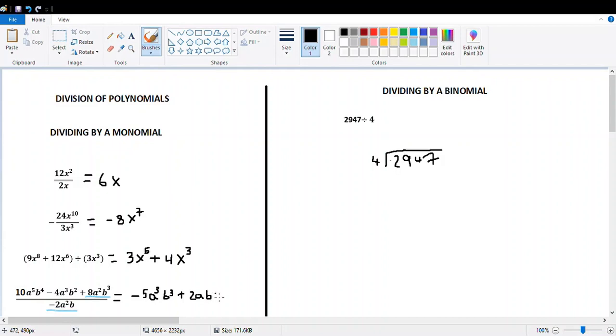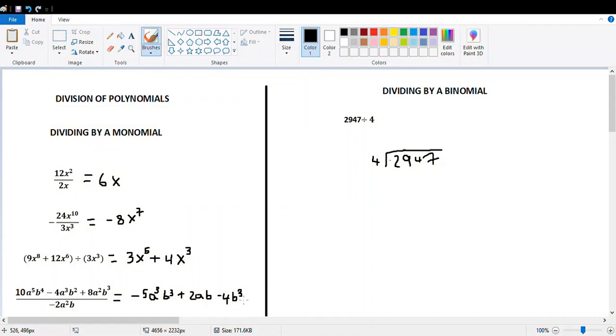Now the last term, positive 8 divided by negative 2, of course, is negative 4, and a squared divided by a squared is 1, because any number divided by itself is 1. Then it's not necessary to copy 1, because 1 times negative 4 is going to be negative 4. And b cubed divided by b, of course, is b squared.